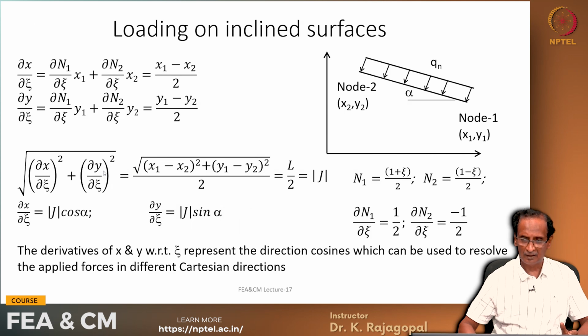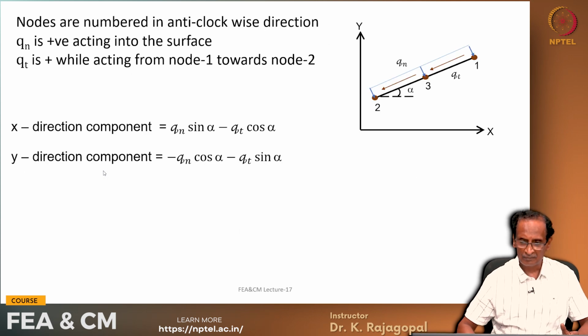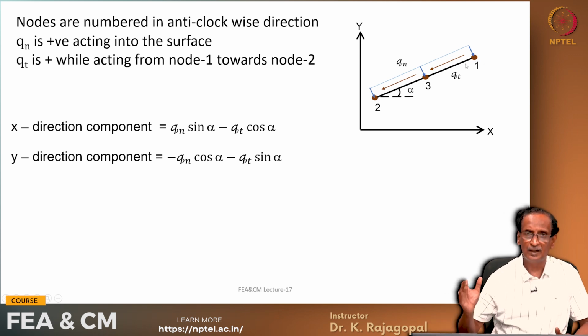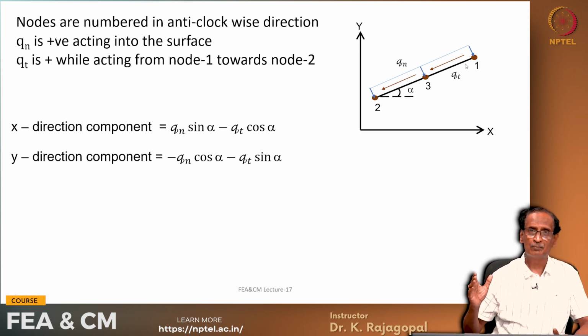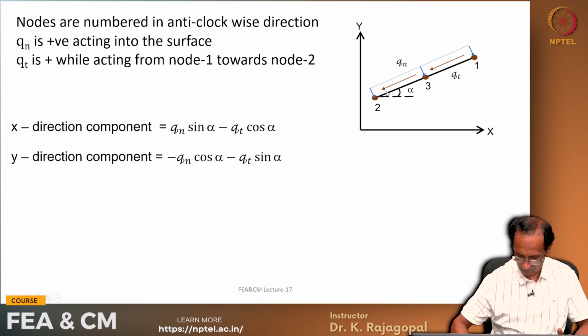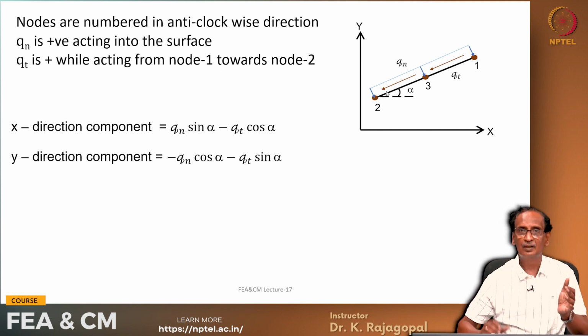Systematically we have to be consistent, and our consistent notation is that the node numbering is in the anti-clockwise direction 1, 2, 3, and the normal force is normal to the surface, and the tangential force is acting from node 1 to node 2. As long as you do that, you will get the correct x and y directions.